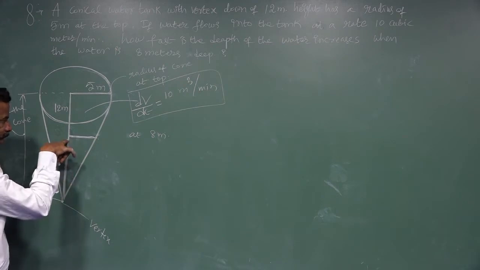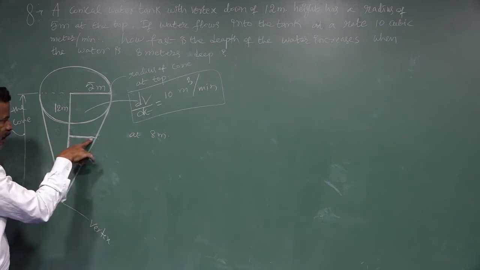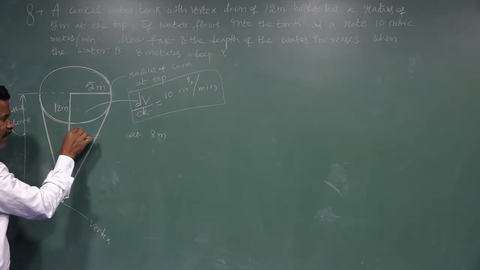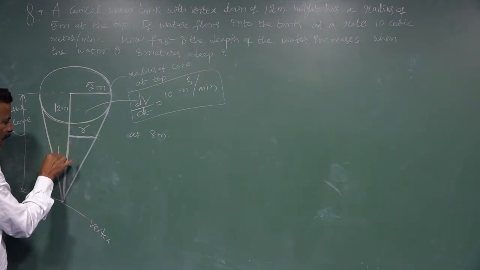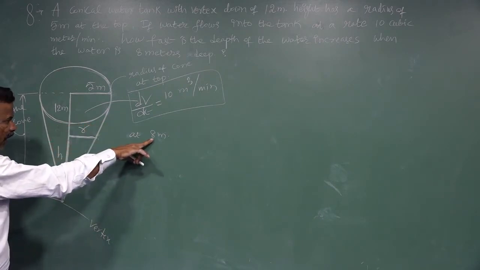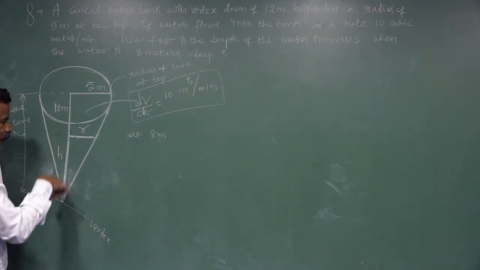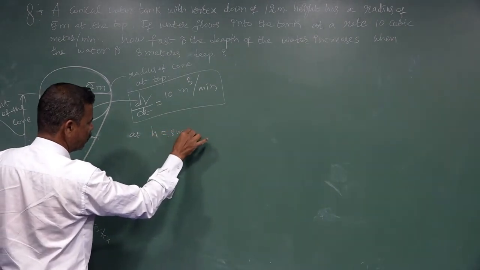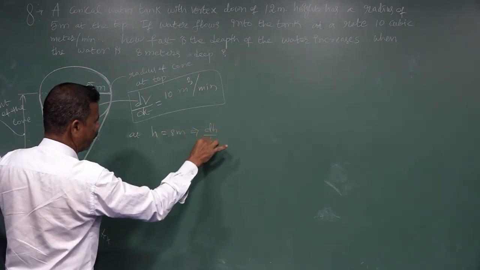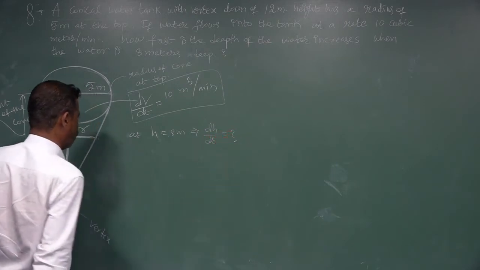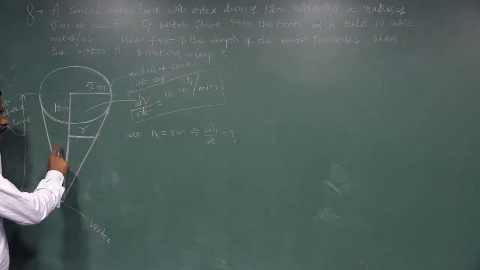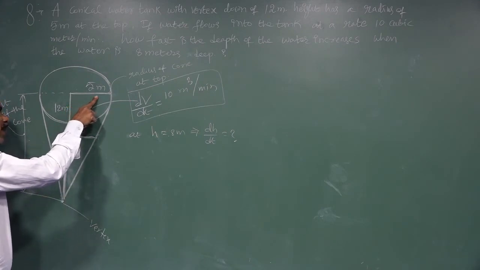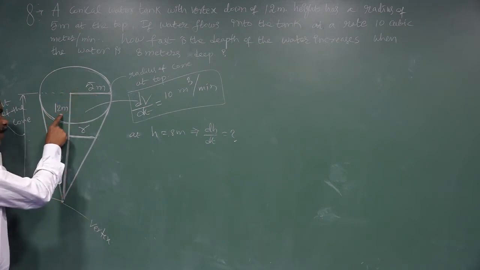If this is 8 meters height, here the radius of the other top is r, and this height is h. So h is equal to 8 meters. Then how much is dh by dt at h equal to 8 meters? This is the question: how fast is the rate of change in height at 8 meters? The top radius is 5 meters. Here the height is 12 meters.